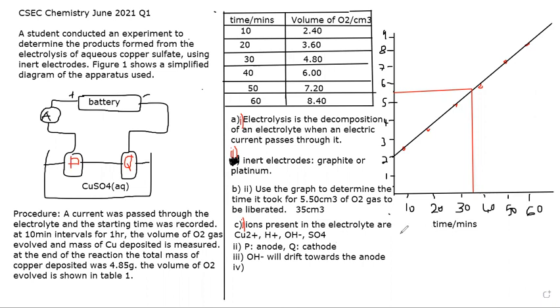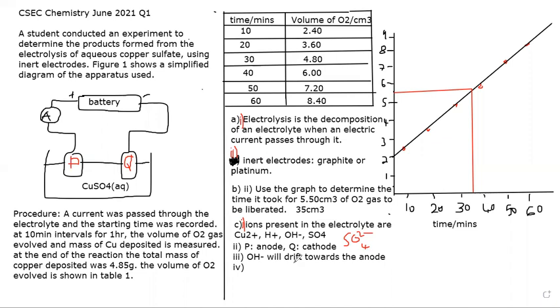The actual formula for sulfate, let me try and draw it. It is SO4 2 minus. All right, so that's the sulfate ion.